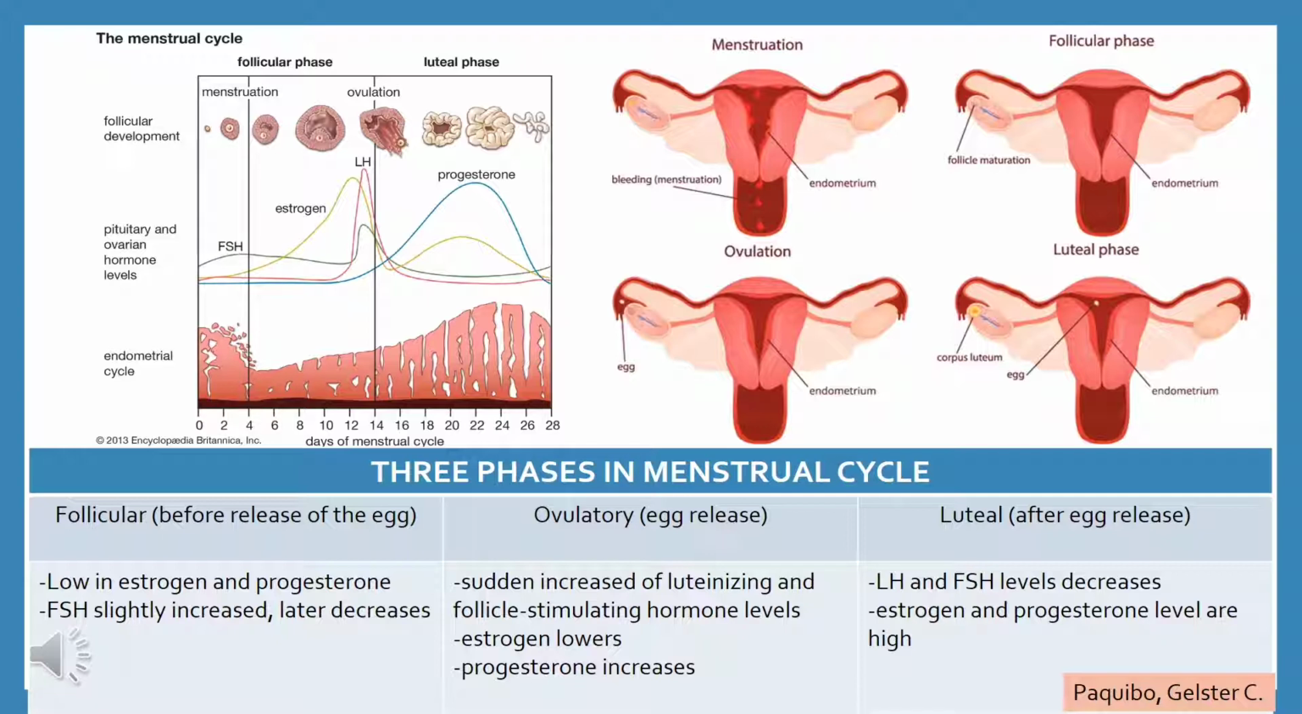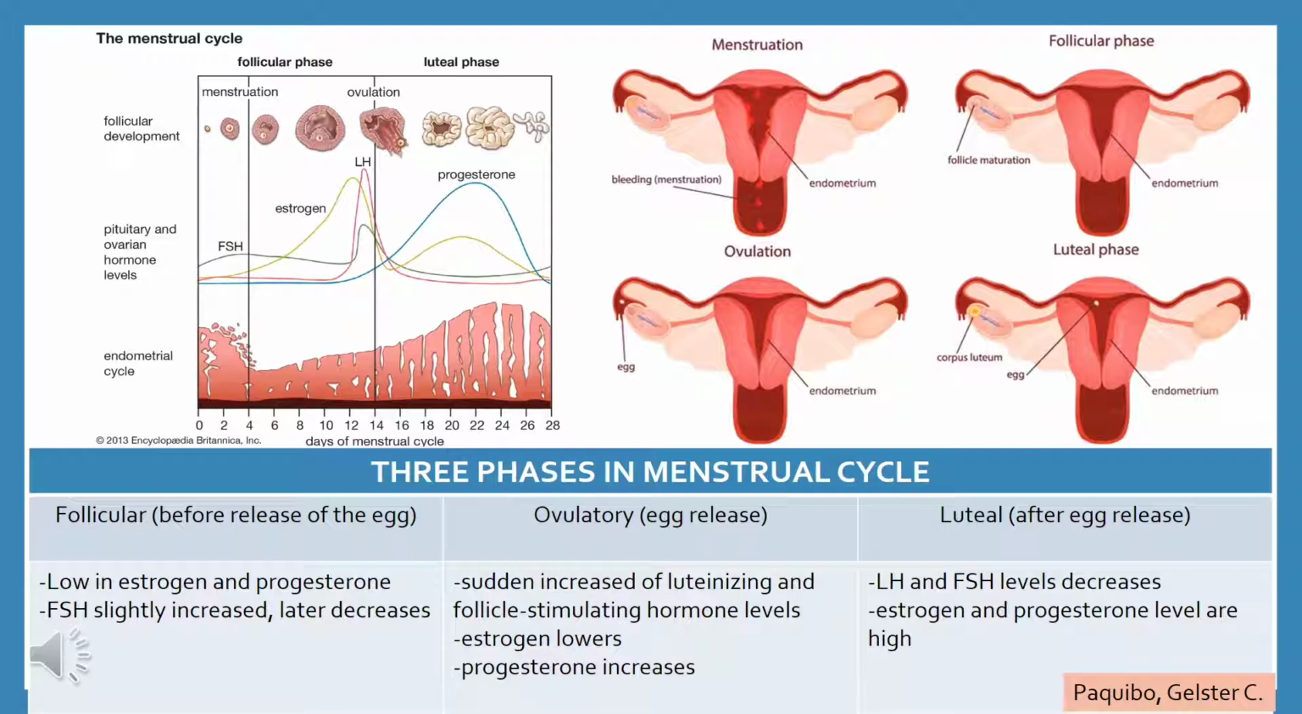The last phase is the luteal phase. During the luteal phase, luteinizing hormone and follicle stimulating hormone levels decrease. The ruptured follicle closes after releasing the egg and forms a corpus luteum, which produces progesterone. During most of this phase, the estrogen level is high. Progesterone and estrogen cause the lining of the uterus to thicken more to prepare for a possible fertilization.